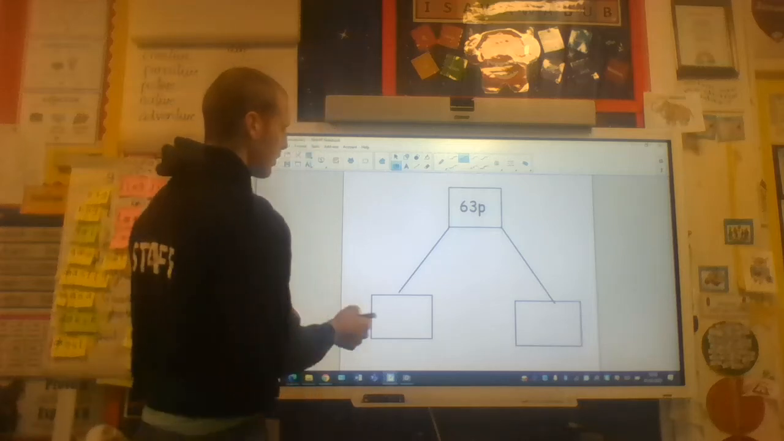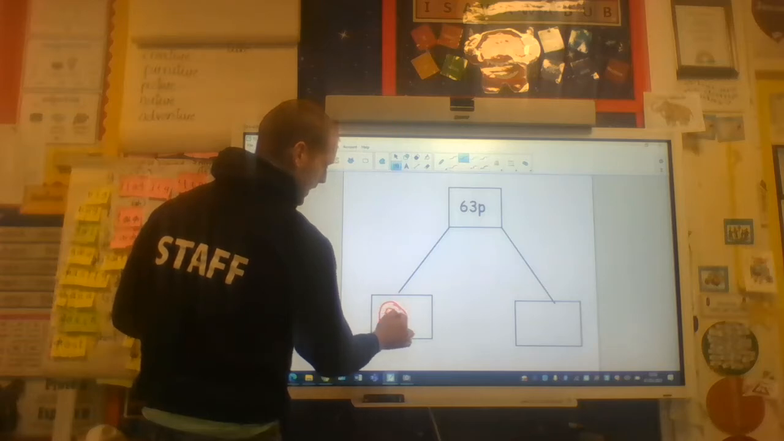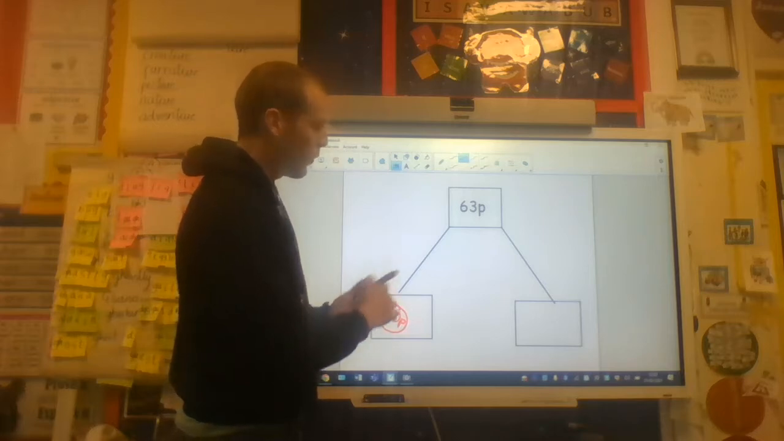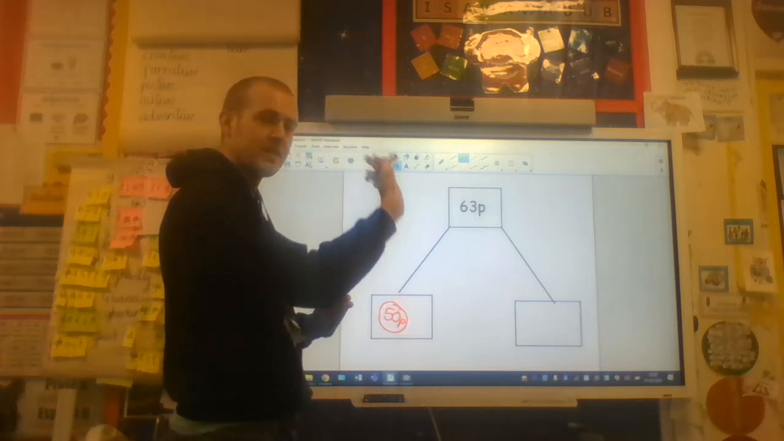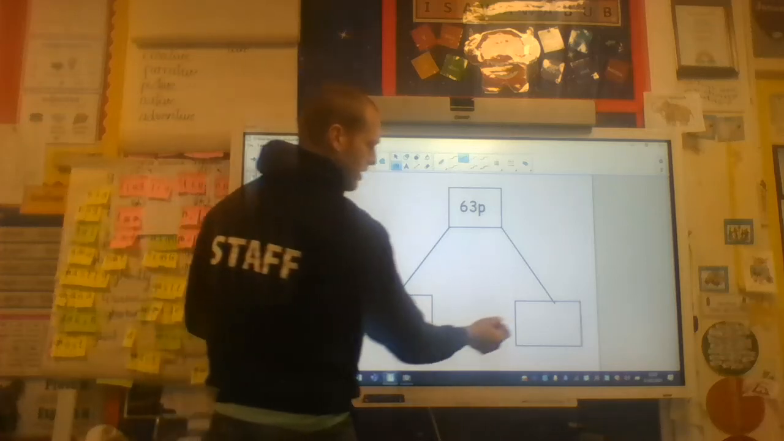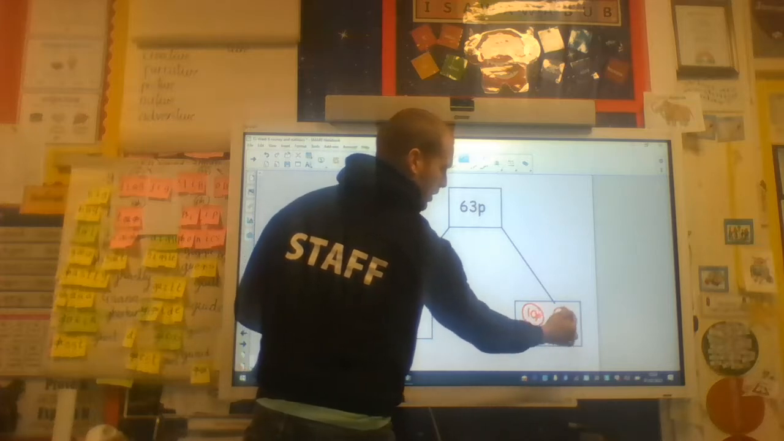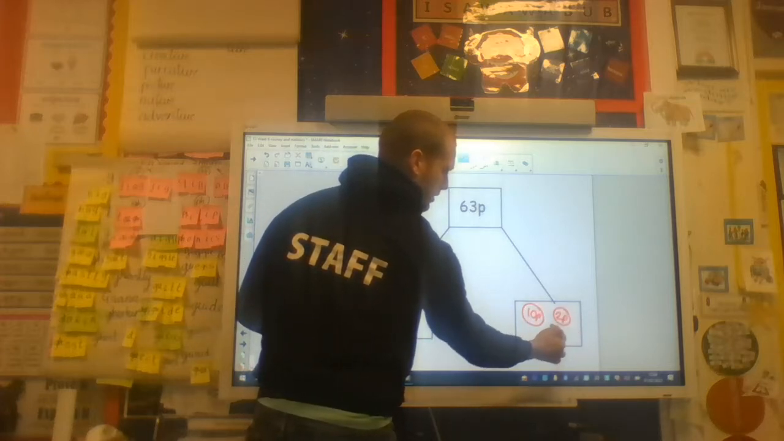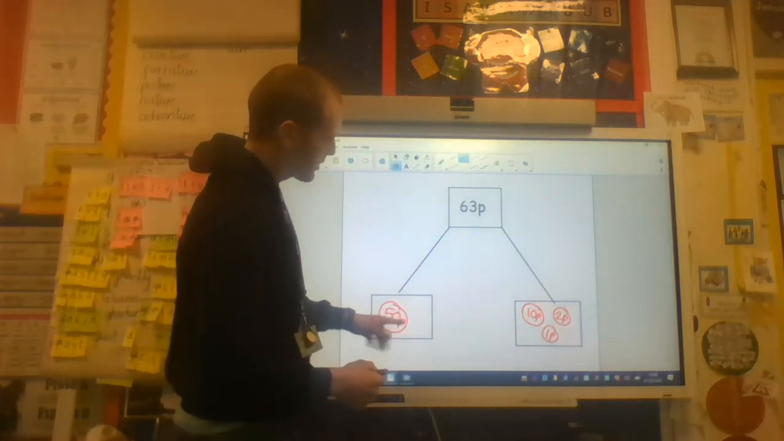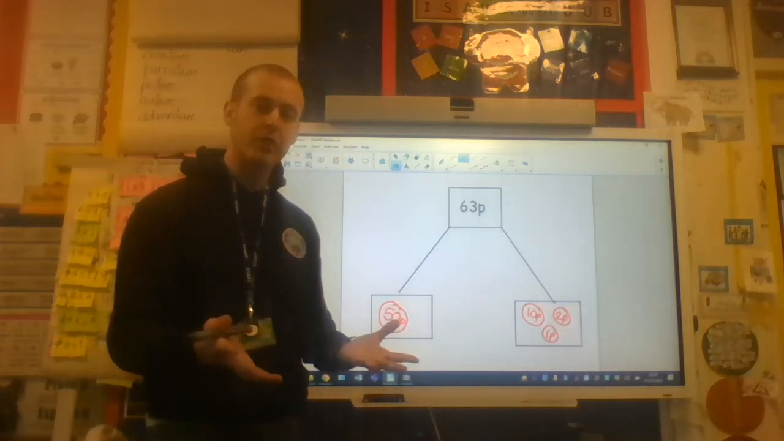Okay, so one example might be a 50 pence in here, so that's 50p. Now I'm thinking, what's the difference between 50 and 63? So I'm going to count on. That would be 13. So 13 I can make from a 10p, a 2p and a 1p. So 50 pence add 13 equals 63. So that's an example for you.